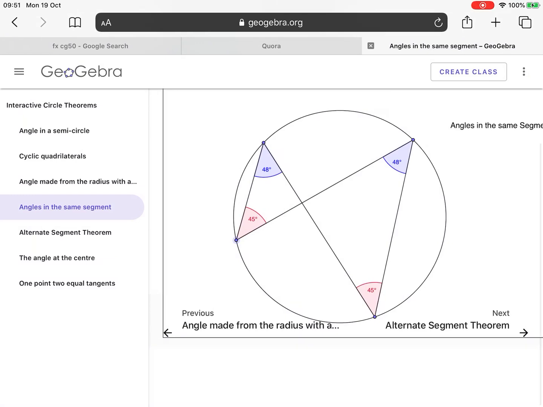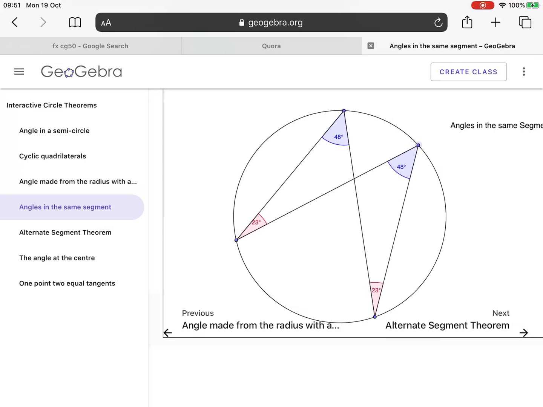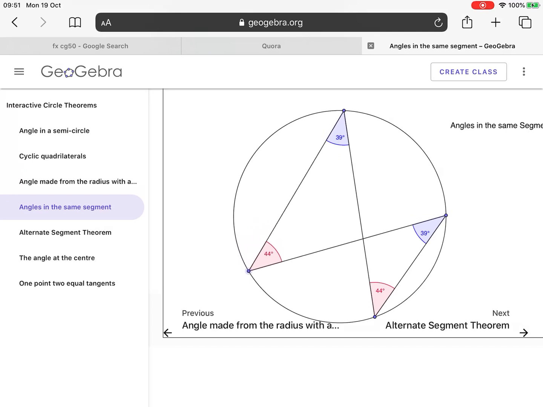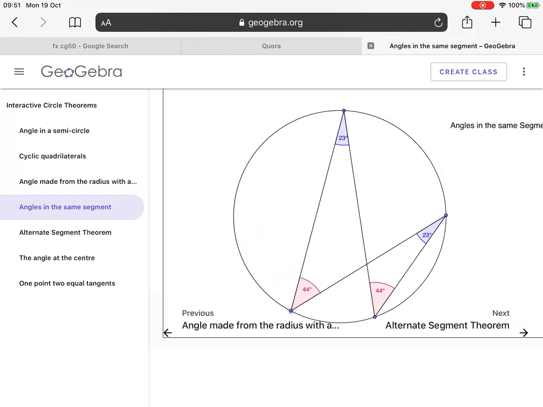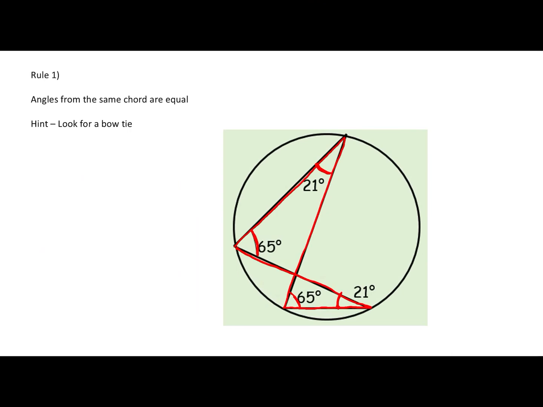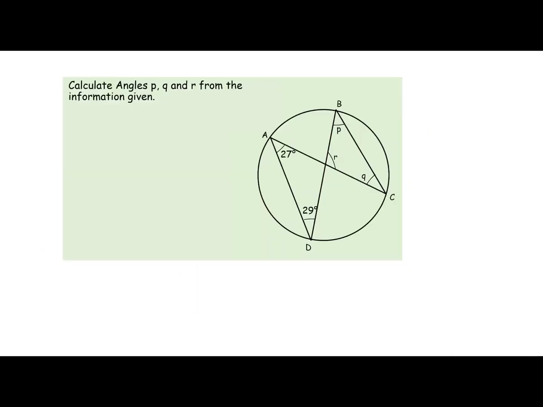Let me just show you this on GeoGebra. Here I've got a bow tie situation. It doesn't matter where I put my tips, the angles are always the same. The blue ones are 48, those tips are equal, and the red ones are 44. They're equal. If I move things around, the red ones are still 44, and the blue ones have moved to being 23. Move them around again, blues are still 23, reds have changed to 13, but they're always equal. Those tips of the bow tie are always equal.